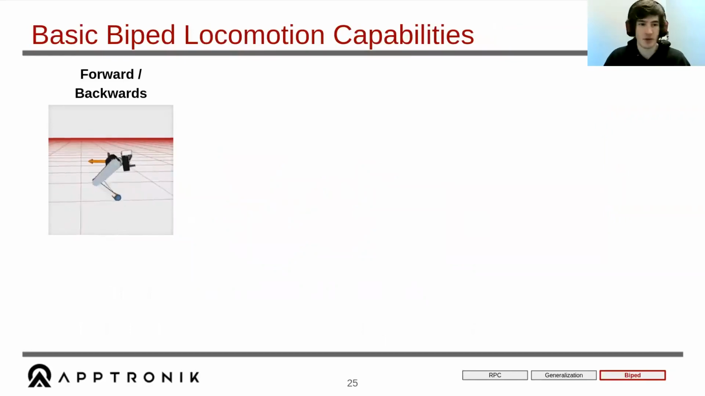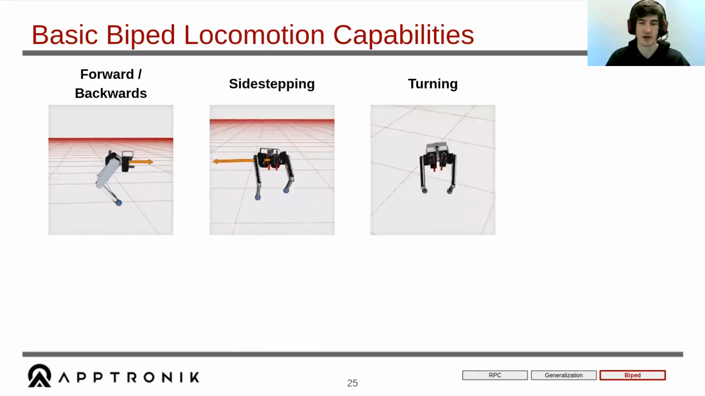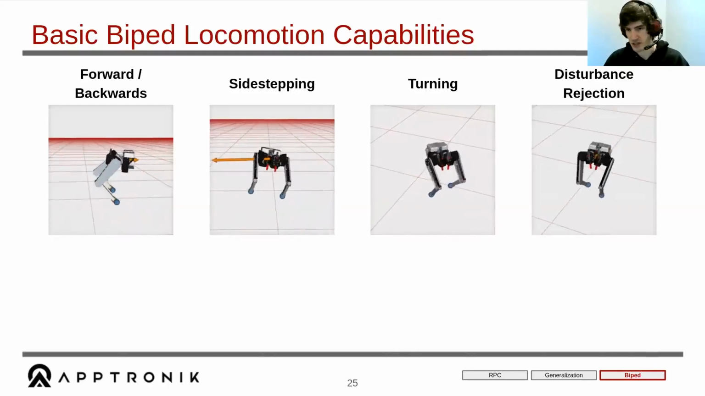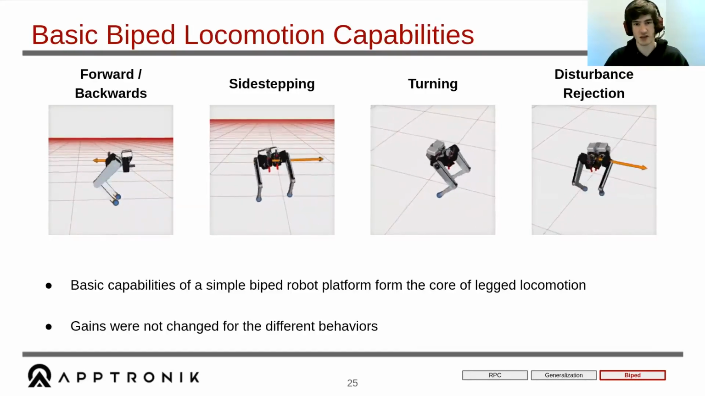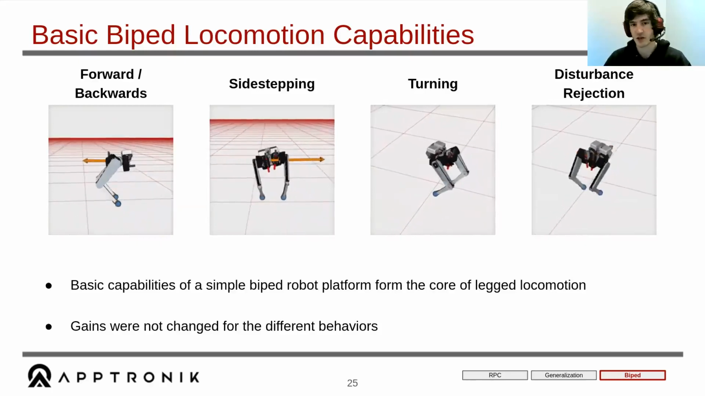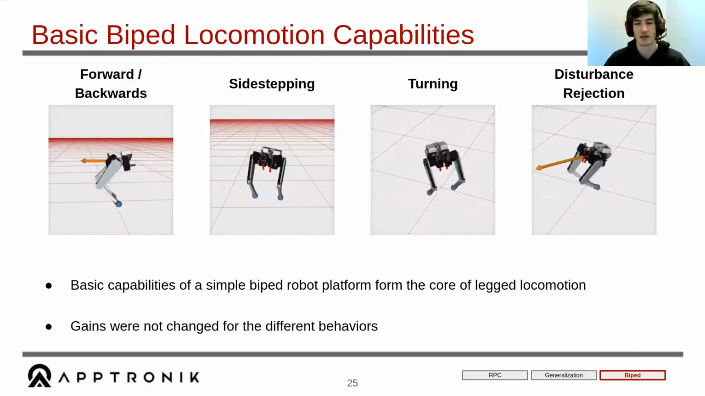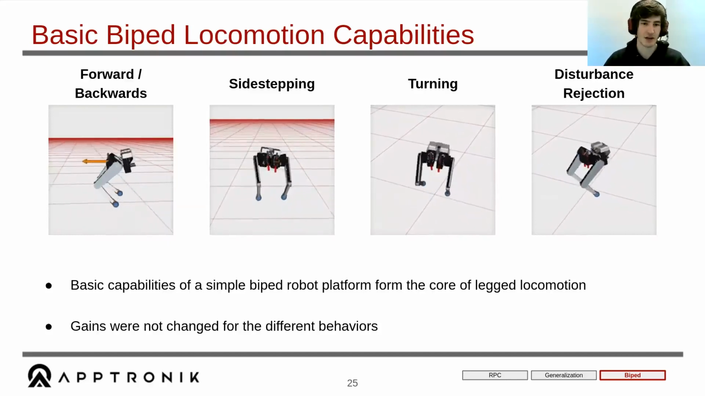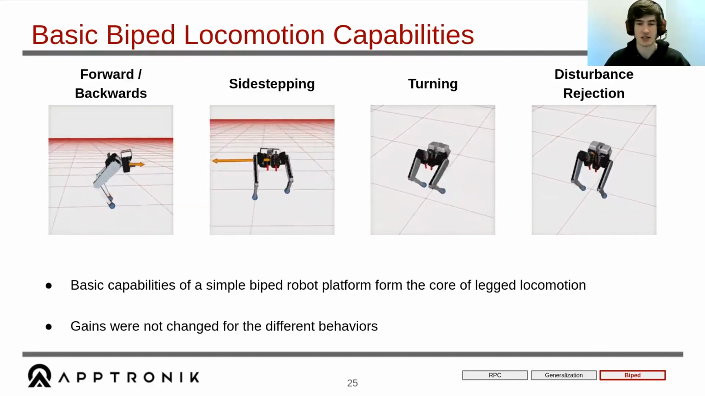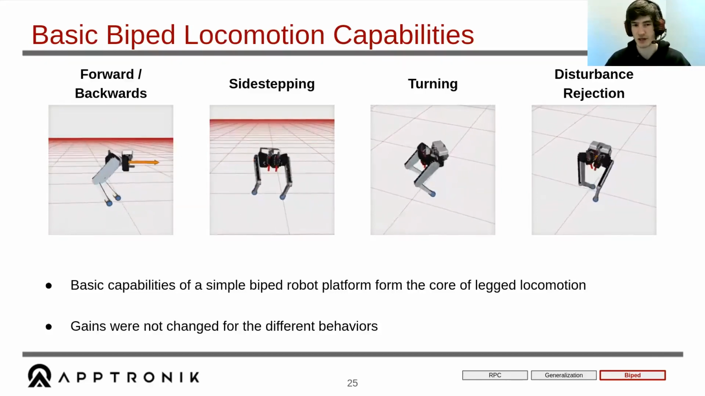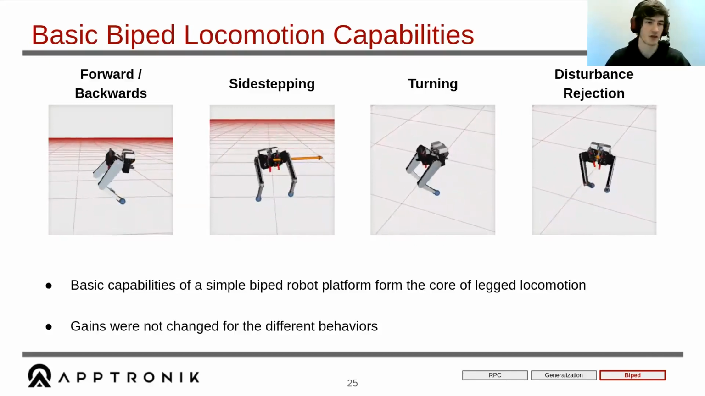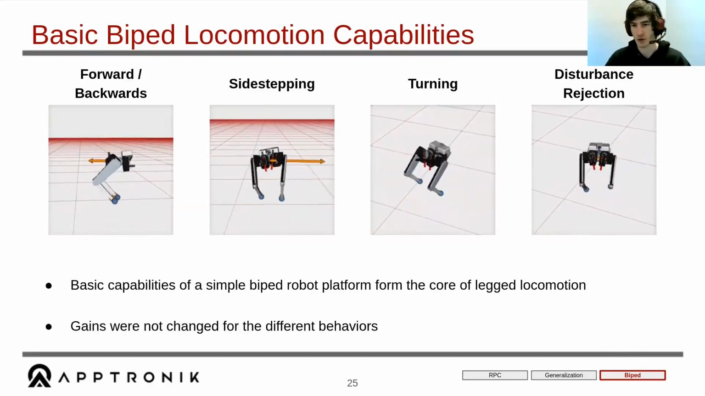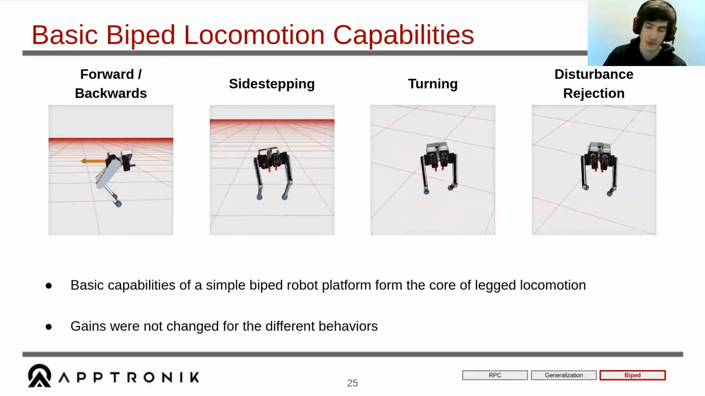So the basic biped locomotion capabilities that I want to propose, what I consider the core of locomotion for a biped, would be forward and backwards walking, the ability to sidestep, turning, and finally disturbance rejection. If your robot's able to do this, I consider it able to do basic locomotion. Ideally, you would not have to change gains for any of these tests, and you would be able to go from one to the other. You would be able to walk forward and turn at the same time, and be able to be pushed at the same time as well.